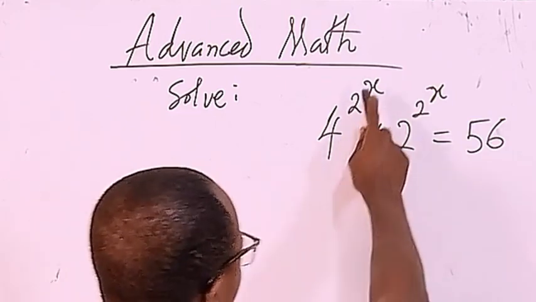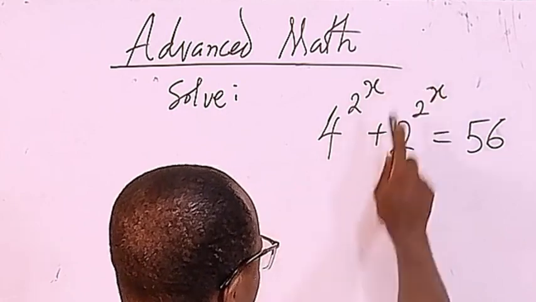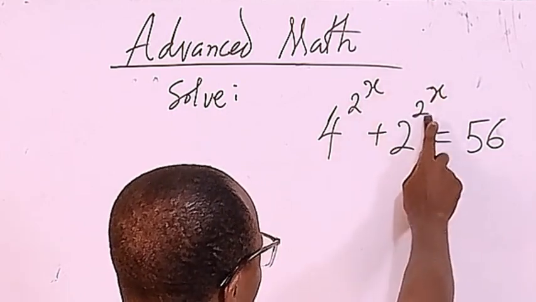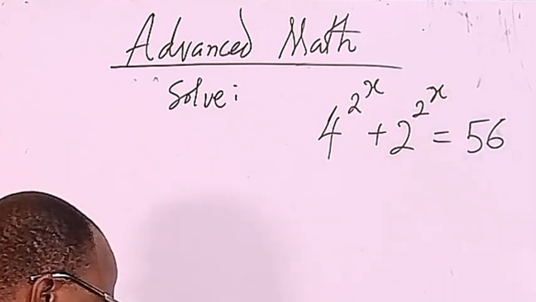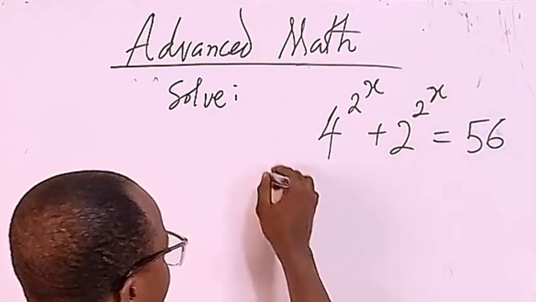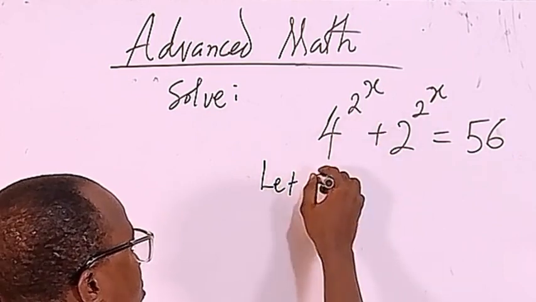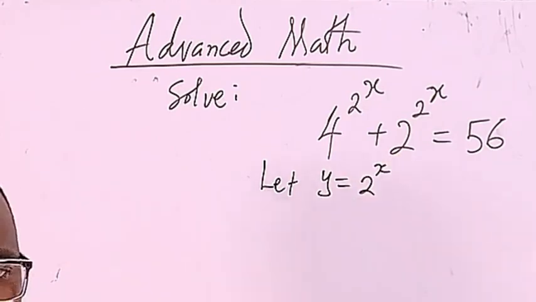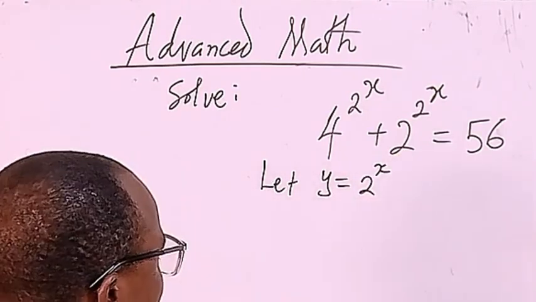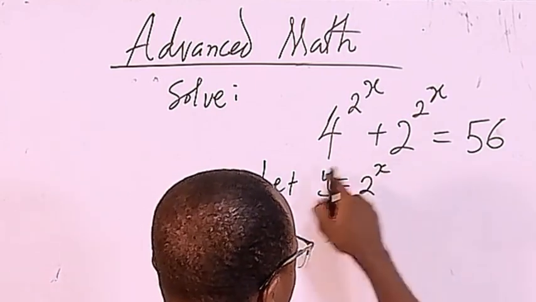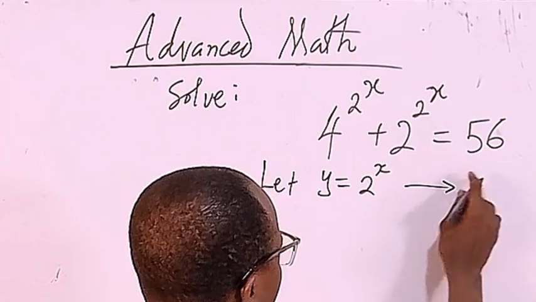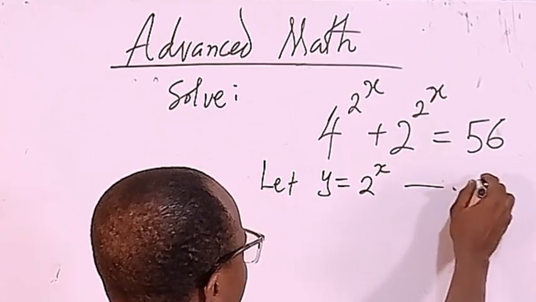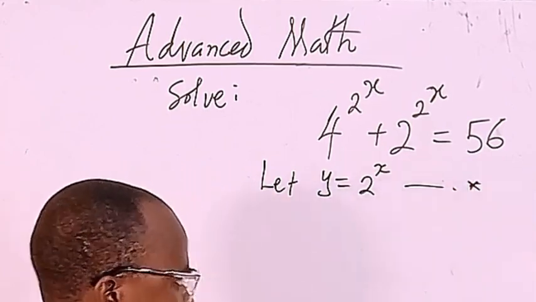We are given 4 to the power of 2 to the power of x plus 2 to the power of 2 to the power of x equals this. So now, to make it simple, let y equal 2 to the power of x. That is, anywhere you see 2 to the power of x, replace it with y. Take note of this because we are going to make use of it.